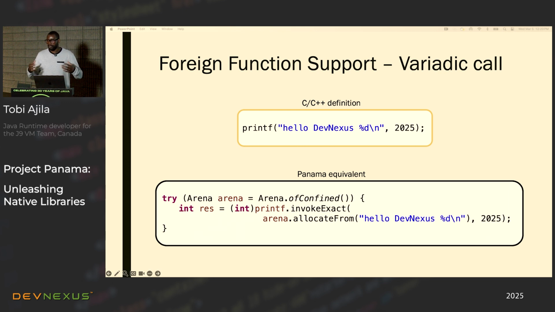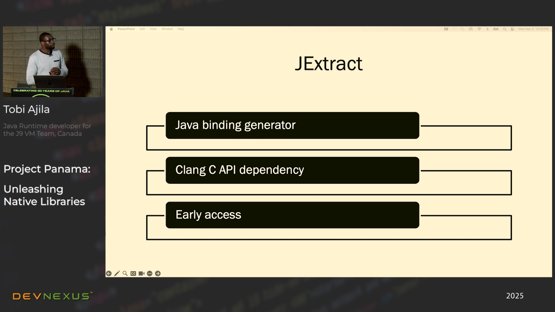So this concludes the foreign memory access and foreign function support. Earlier in the talk, I promised that this would be simpler, and in a lot of these cases, you can see that it's actually more code than the native equivalent. And that's where JExtract comes in. A lot of these operations are quite mechanical. If you know the native type you're dealing with, it's just a pattern that you follow. Because it's quite mechanical, it's very easy to automate, and that's what JExtract does.